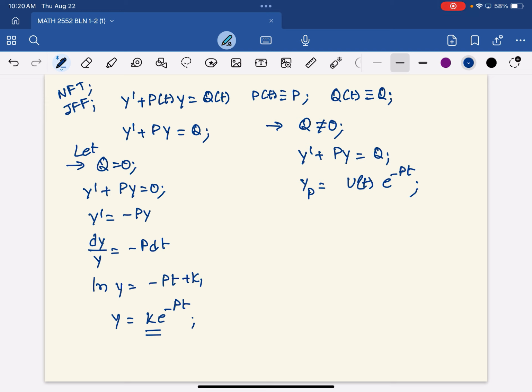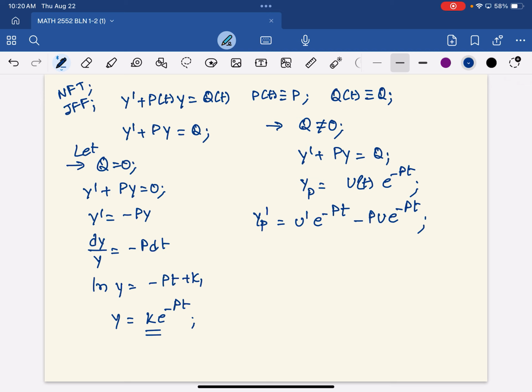Okay, so they said, okay, let's find out yp prime. Do we know how to find yp prime? Thankfully, someone invented the product rule. So you get u prime e to the negative pt plus negative pu e to the negative pt, right? So that's using the product rule. That's the derivative. Correct?